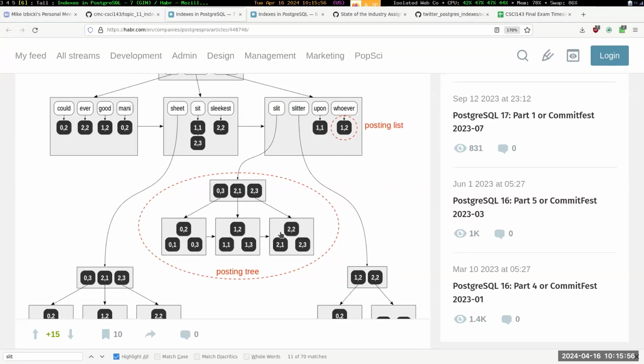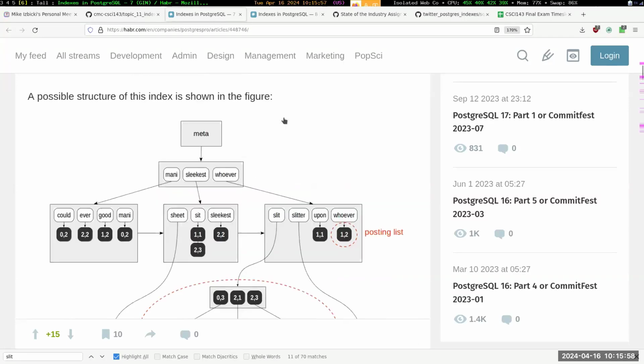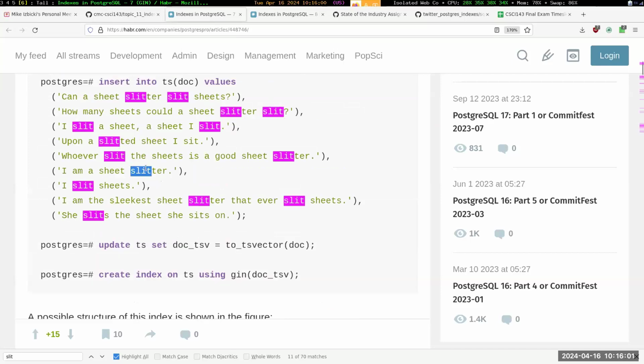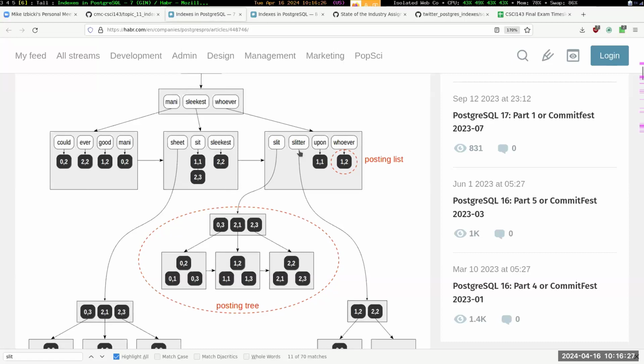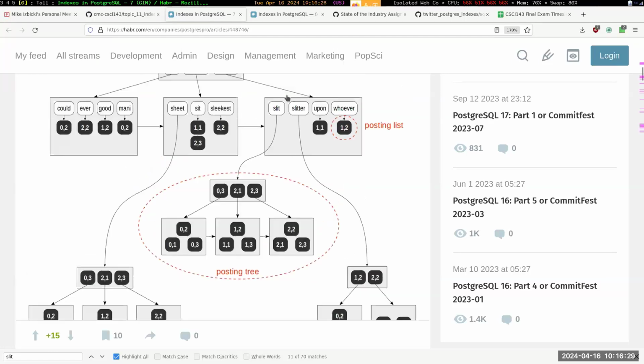Yes, thank you. The question is, previously I said that slit and slitter were getting stemmed into the same word, but Alex pointed out that over here in this square box, in this leaf of our B tree for the GIN index, we actually have both words separately listed, slit and slitter. So the stemming operation in this case considered slitter to be a different word than slit, and those two things are listed differently. That's a good observation.